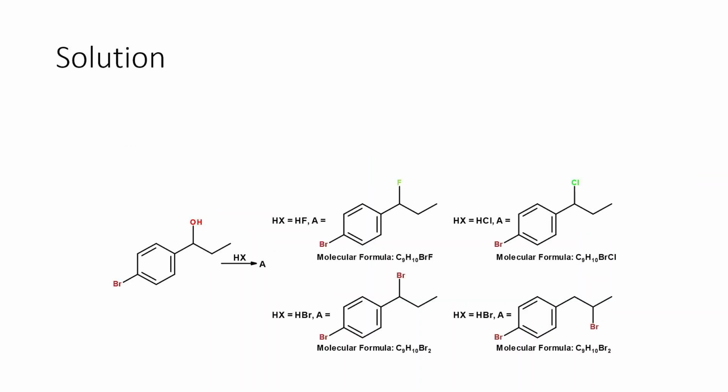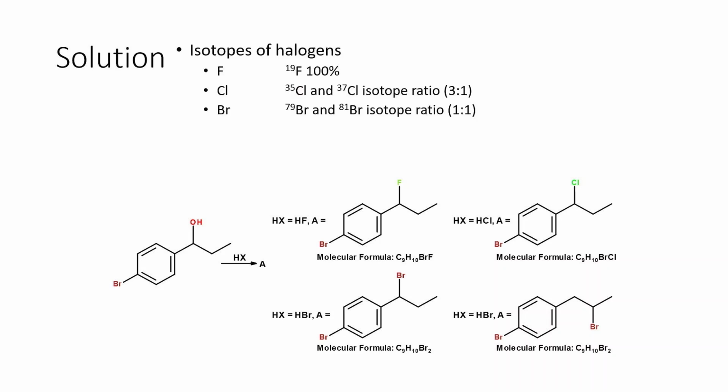Before solving the problem, we need to know one very basic fundamental thing, that is the isotope ratio of the halogens. For fluorine, it is only F19, that is 100% present. Chlorine has Cl35 and Cl37, 2 isotopes, and the ratio of the isotopes is 3:1. And for bromine, bromine 79 and bromine 81 are the 2 isotopes, in the ratio of 1:1. So from this, let us look at what products are possible and what products are not possible.